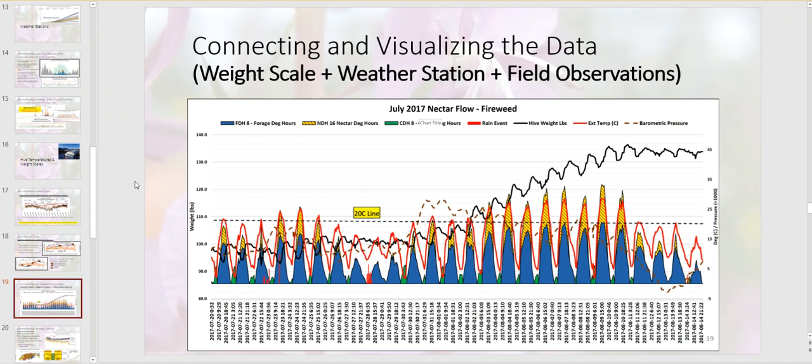This is just a chart, again, visualizing data to try to get an understanding of what triggers a fireweed flow. Visually, my fireweed patches, acres of them, are visible and flowering, and I was trying to understand what created this weight gain.